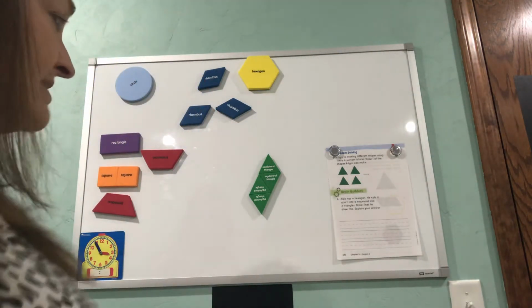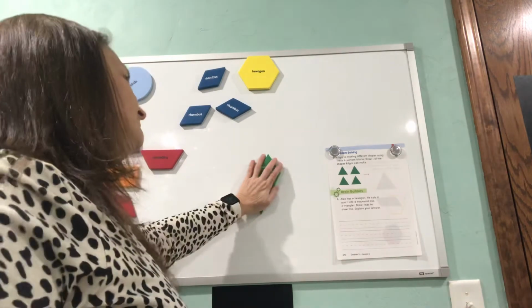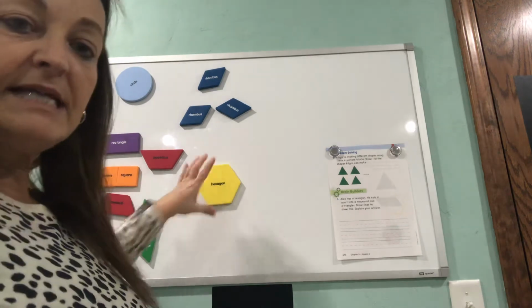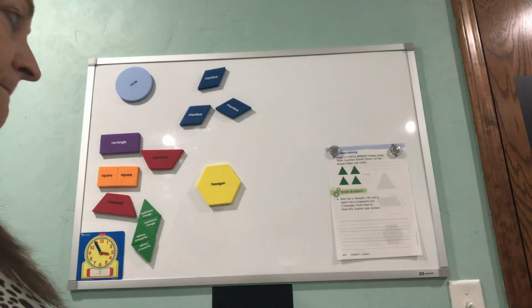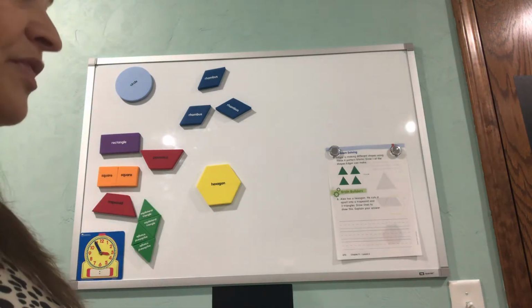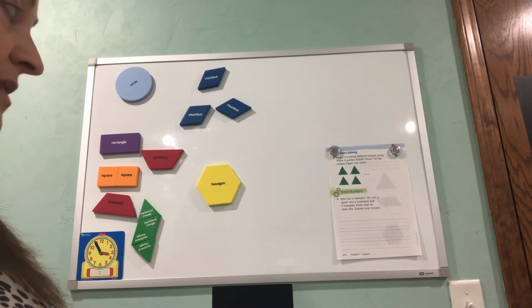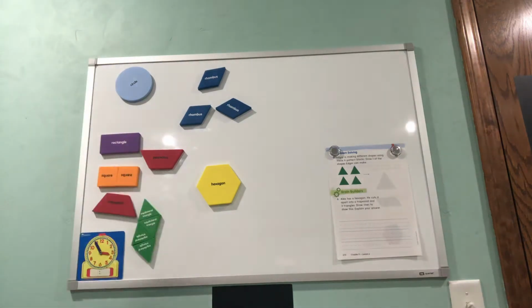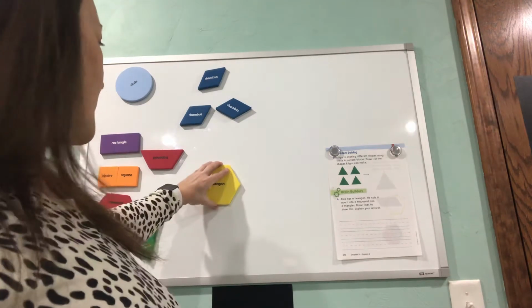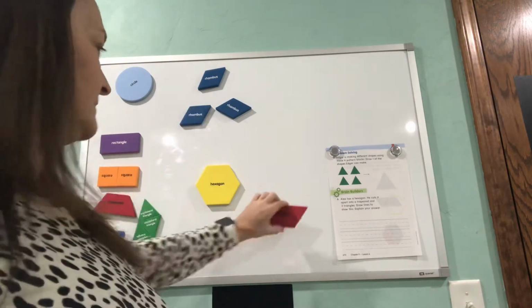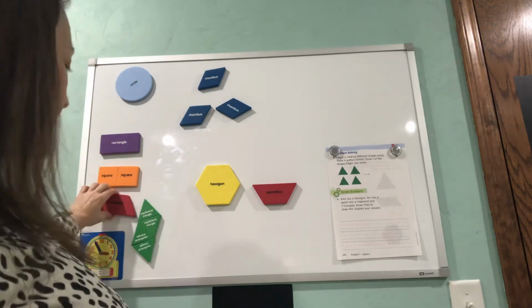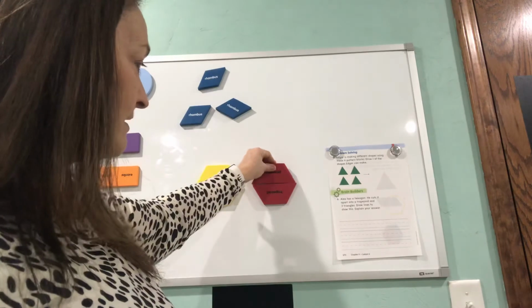Number 6 says Alex has a hexagon. So here's our hexagon. He's going to cut it apart to make a trapezoid and 3 triangles. So you're going to draw the lines to show how he's going to do this, and then you're going to explain it. So if I want a trapezoid and 3 triangles, what do I need to do? So I know that I need 1 trapezoid.